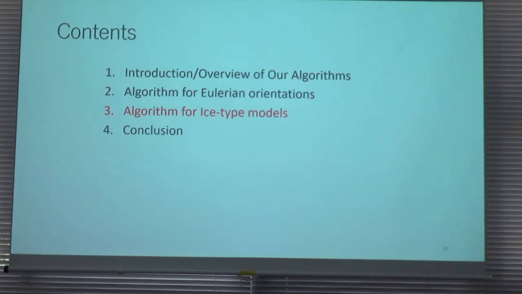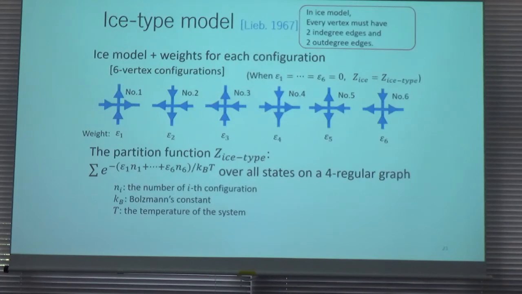Then I switch to the six-vertex model version of the problem. The difference is that the input graph is a four-regular graph, which means that every vertex has exactly four edges. But in this problem, we have to set a different weight on each vertex configuration. So in this problem, we must know how many vertices of each configuration appear for each possible Eulerian orientation.